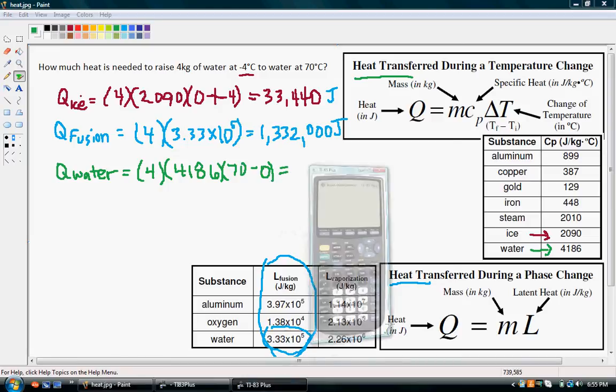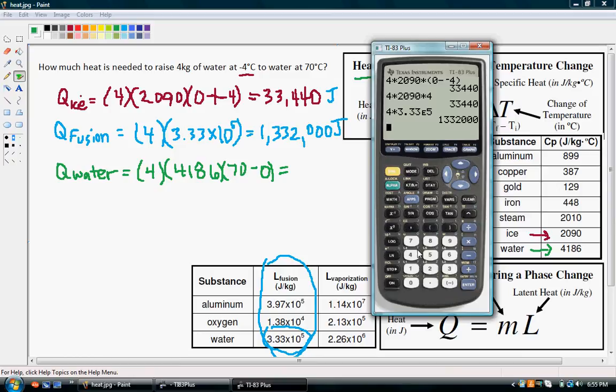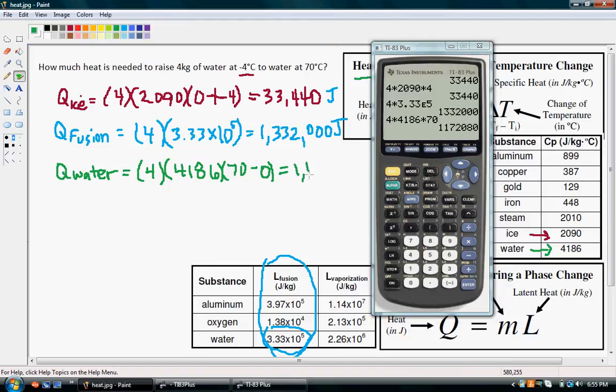So then we plug that into our calculator. 4 times 4186 times, and 70 minus 0 is just 70. Right, and we get 1,172,080 joules.